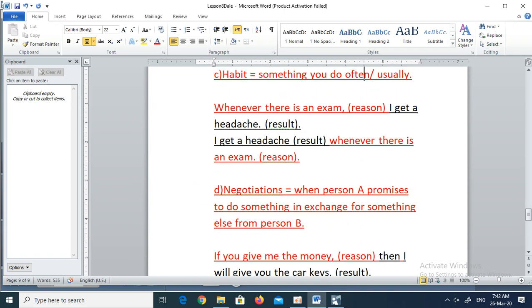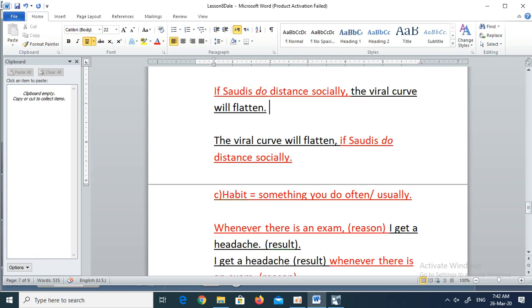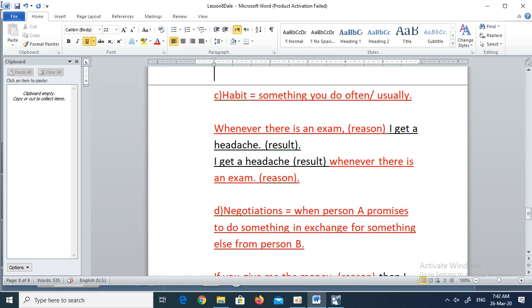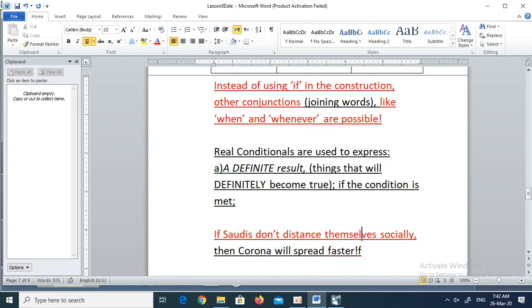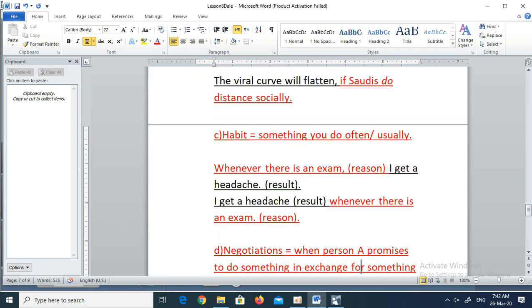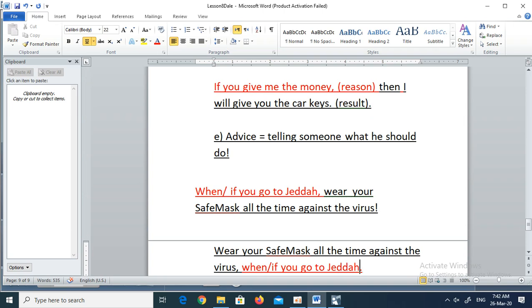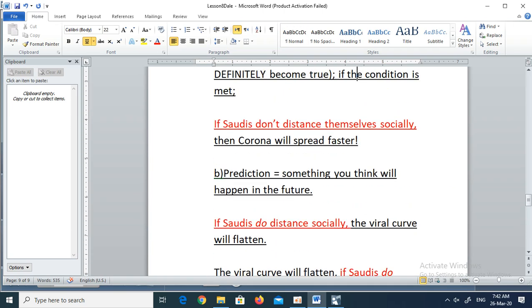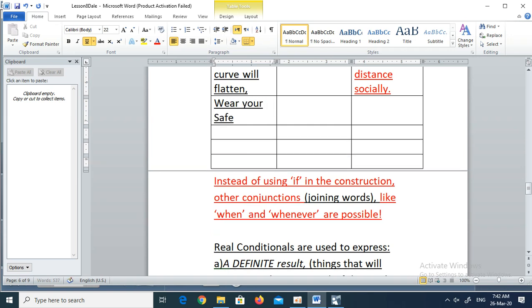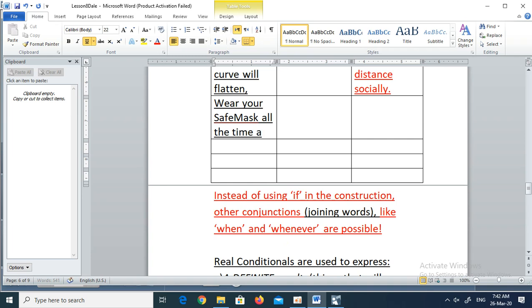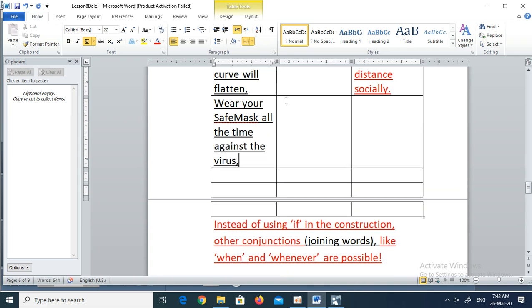So we can do it in this order. Wait, I've done it in that order already. Sorry, yes, where you save most. All right, very simple here.